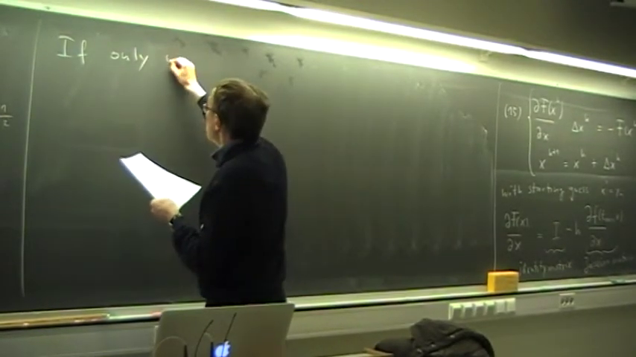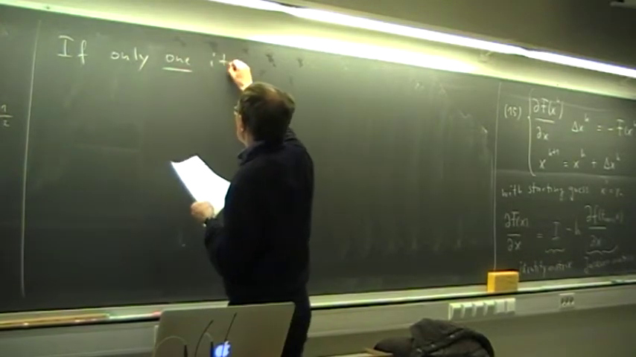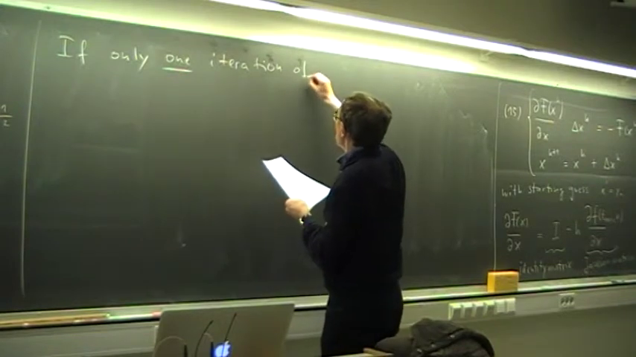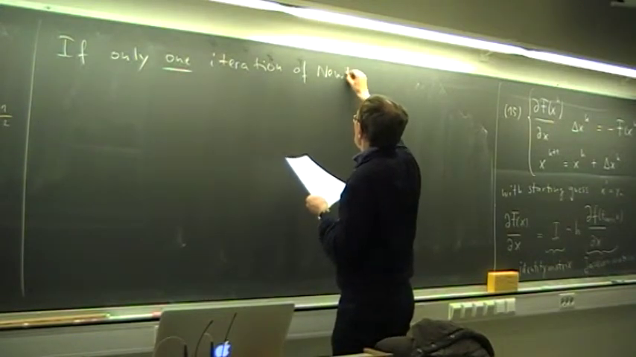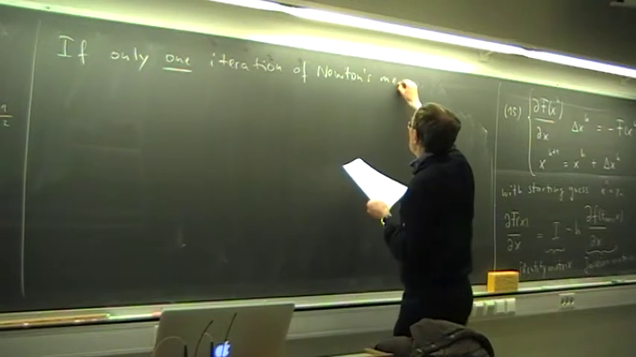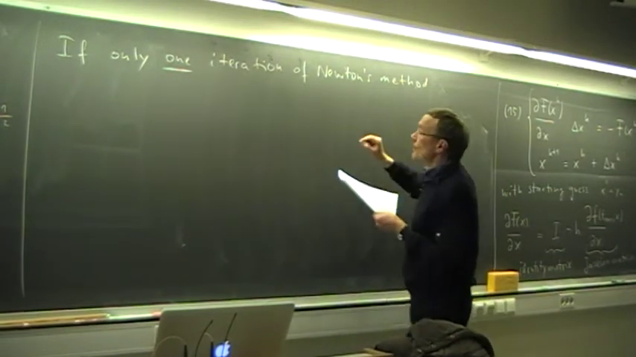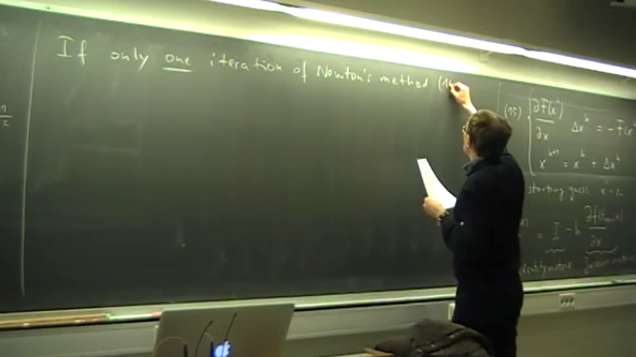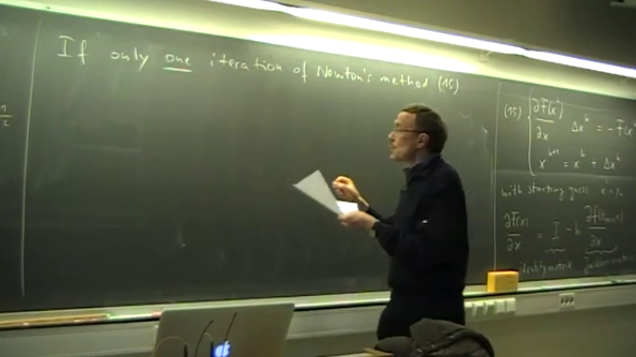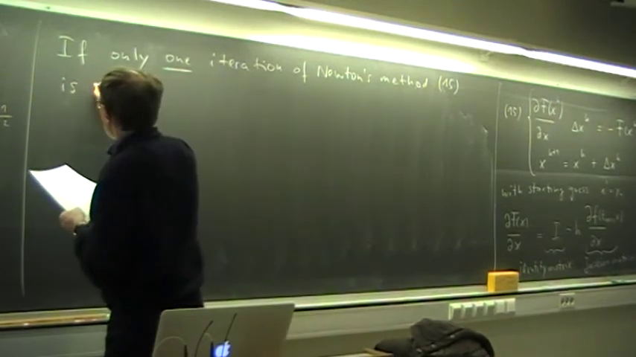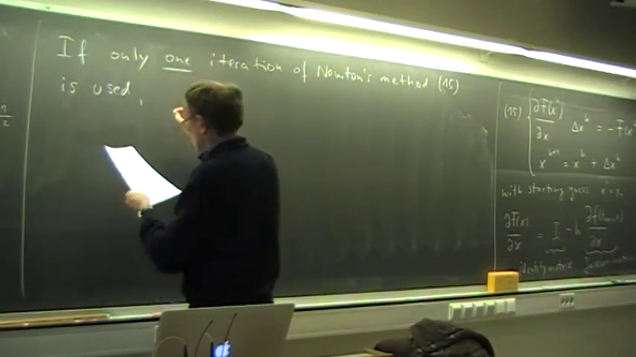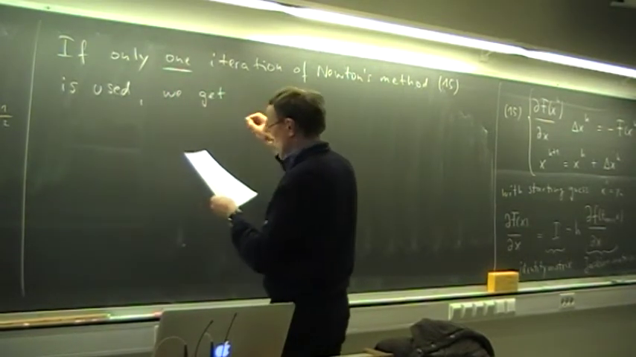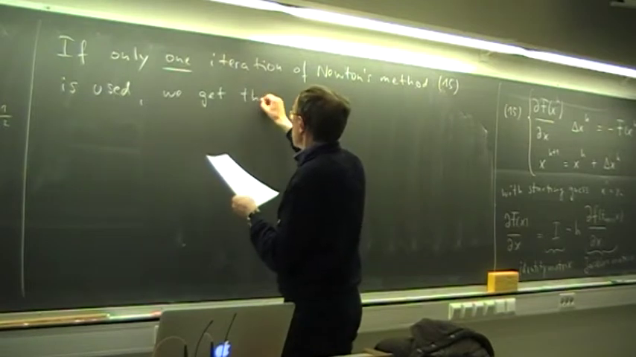If only one iteration of Newton's method is used, we get, in this case, what we discussed was the implicit Euler method.